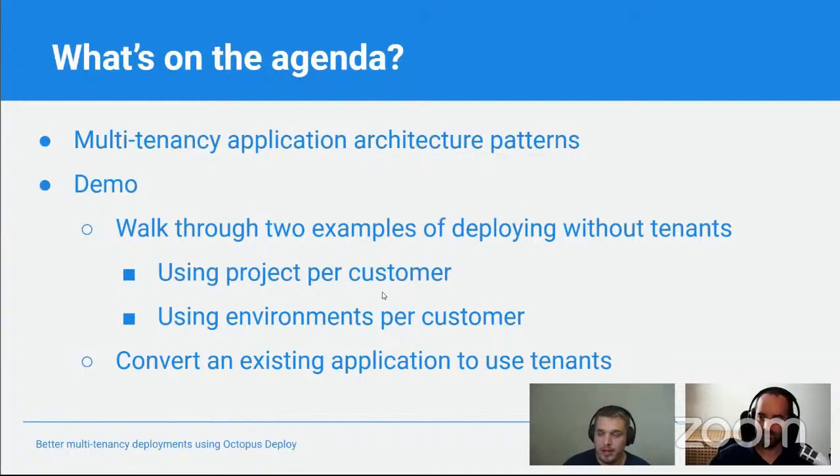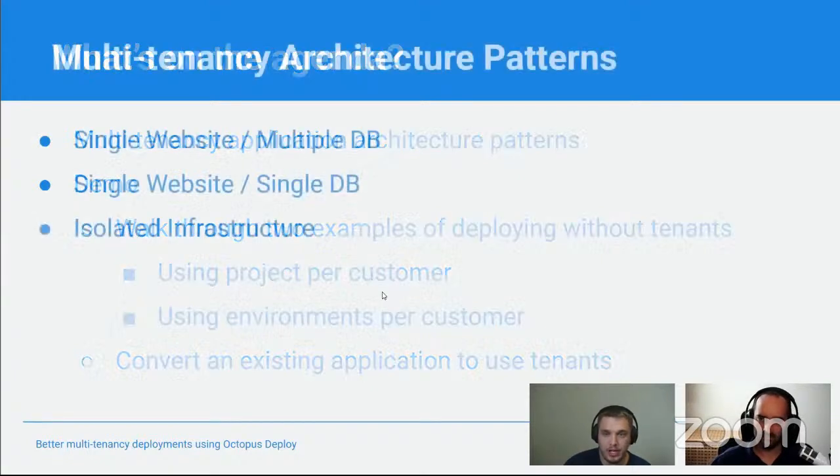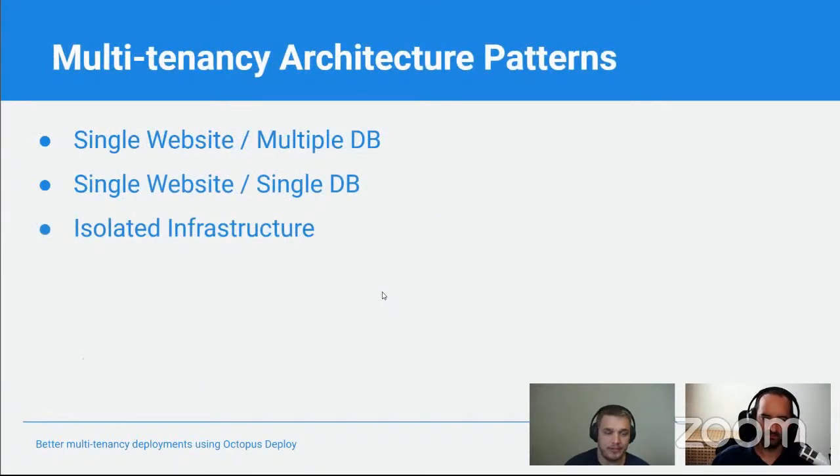Then we're going to jump straight into a demo. We see a couple of ways that people use Octopus to deploy multi-tenancy applications. We're going to cover those off. So that's a per project, per customer way of deploying, and also using environments per customer. Then what we're going to do is take one of those projects and convert that application to actually use tenants. So, Mark, I'll hand over to you to discuss the architecture patterns that we see at Octopus.